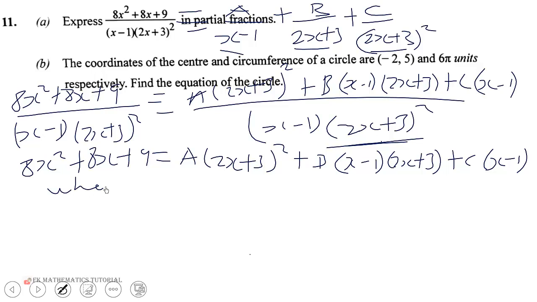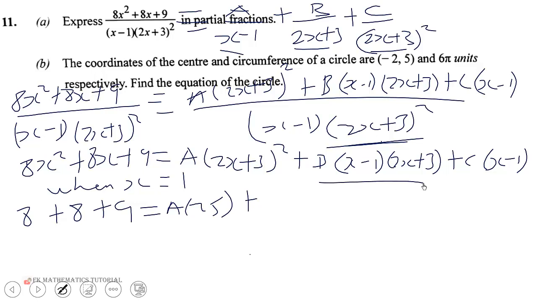So when we put x equal to 1, we get 8 times 1 squared plus 8 again plus 9 is equal to a, so 2 times 1 is 2 plus 3 is 5, 5 squared. So 8 times 25 and plus, when you put 1 here you get 0, when you put 1 here you get 0. So 8 plus 8 is 16, 16 plus 9 is 25, 25 is equal to 25a. So a will be equal to 1.